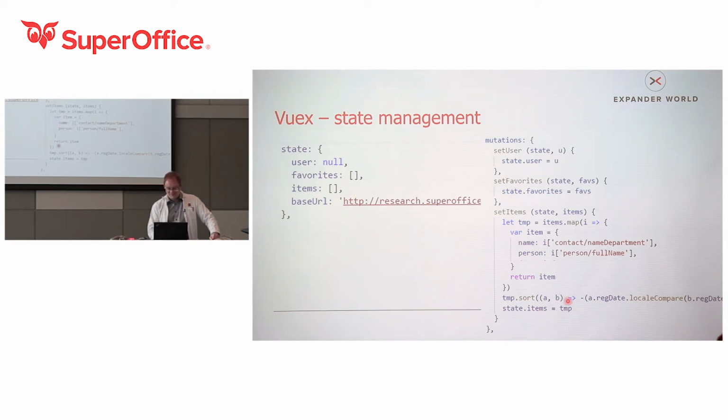And then we do a sort. We sort all the activities by registered date. We do that locally so we can get them in a nice order. And then we just put that on the state. So state items suddenly is updated here. Does that make sense?